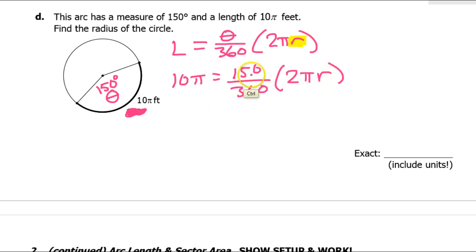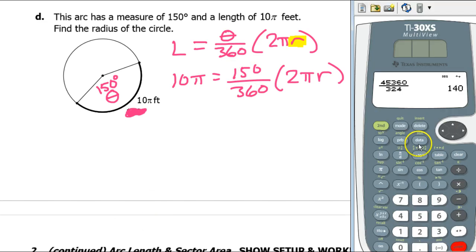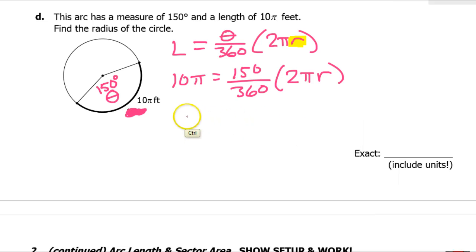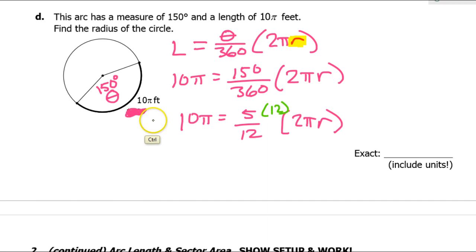I like to reduce this fraction whenever I can. So let's see, 150 over 360. That's 5/12. So I have 10 pi is equal to 5/12 times 2 pi r. So next I would multiply both sides by 12. That way the 12s will cancel each other out, and I will just have 5.